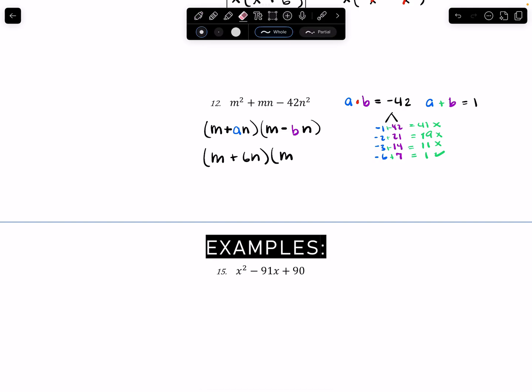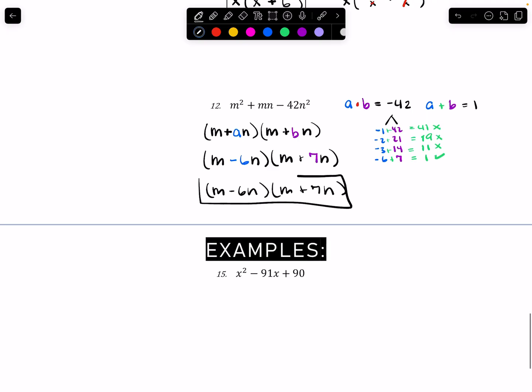And the 6 has to be negative, right? So, excuse me, we don't want to do that here. We just say it's plus something times n. And then what is that something? That something is a 7n, right? What is this something? A negative 6n. So then this factors into m minus 6n times m plus 7n.